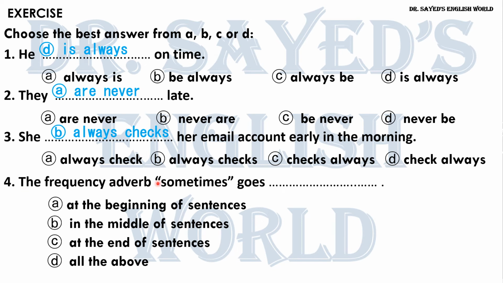Let's move to number 4. The frequency adverb sometimes goes: at the beginning of sentences, in the middle of sentences, at the end of sentences, all the above. And of course the answer is D, all the above.